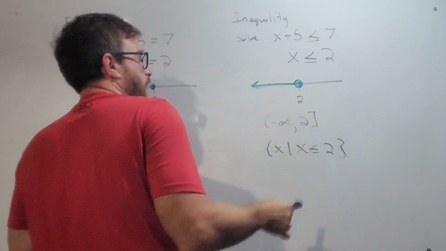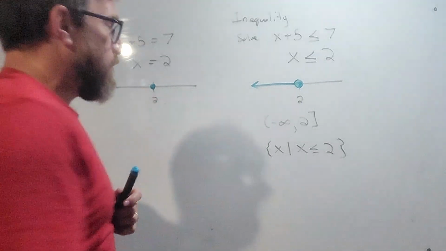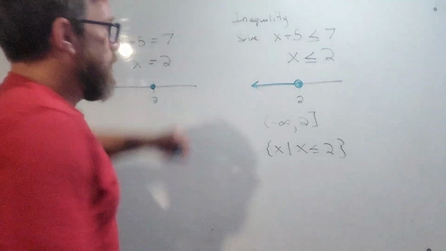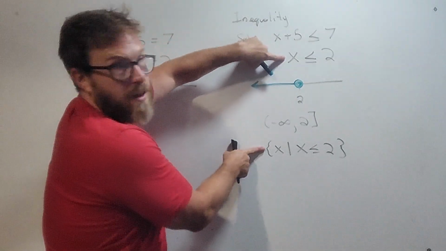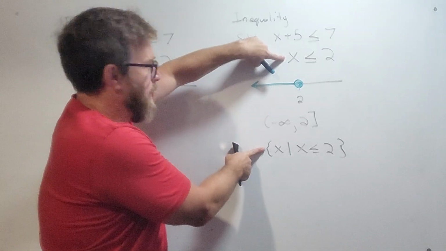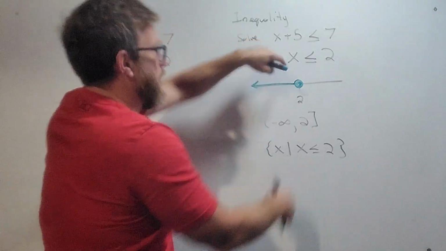So there's your number line, your interval notation, and your set builder notation. Notice that set builder notation is nothing more really than the original solution that we had, except it says x such that x is that.